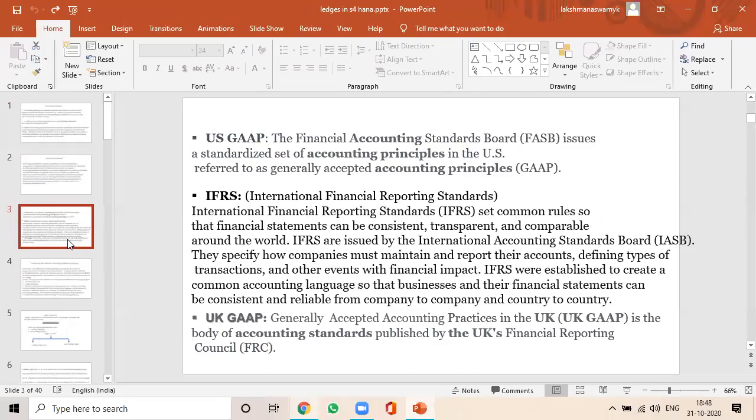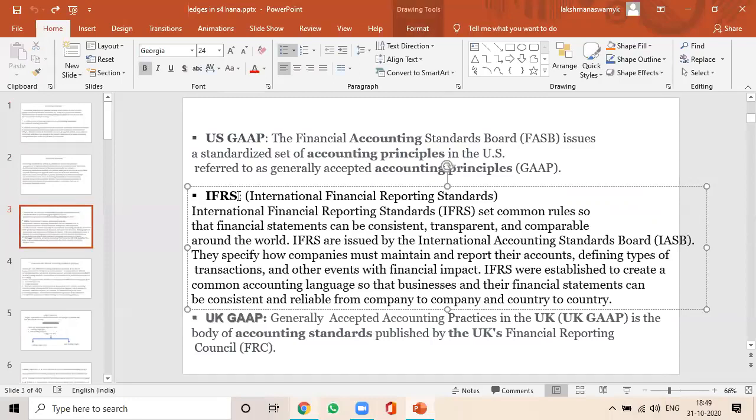These generally accepted accounting principles are designed by FASB, that is, the Financial Accounting Standards Board, USA. Similarly, UK GAAP is also there. In the UK, all the companies which are doing business have to follow UK accounting standards. They are called generally accepted accounting principles UK, or simply UK GAAP. Then there is one more accounting standard, IFRS, International Financial Reporting Standards. These IFRS standards are to be followed by multinational companies.